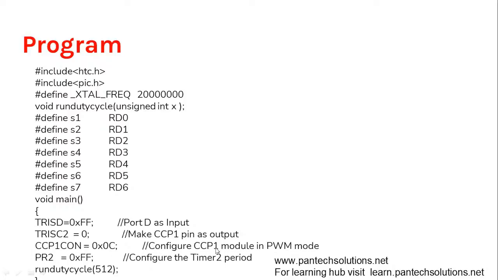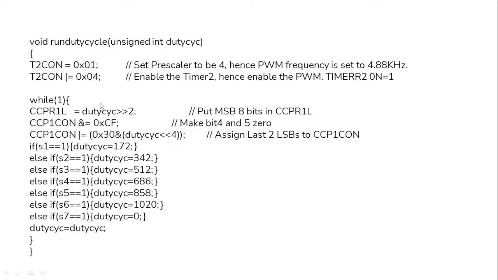CCP1CON configures the CCP1 module in PWM mode, and then we configure the timer 2 period. The run duty cycle is initially 50%, which is 512. Based on the switch, the duty cycle is loaded. Then I configure the T2CON register for prescaler 4, hence the PWM frequency is set to 4.88 kilohertz, and enable timer 2 by setting TMR2ON equal to 1. So I'm switching on timer 2. Here I have a while loop where I load the duty cycle. I have put the MSB 8 bits in CCPR1L, and then I load the duty cycle.